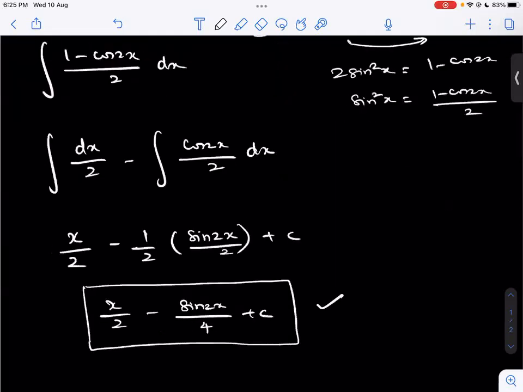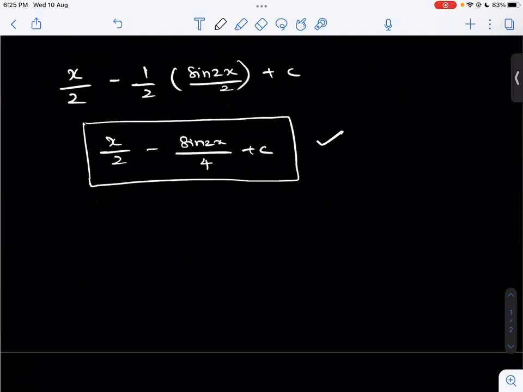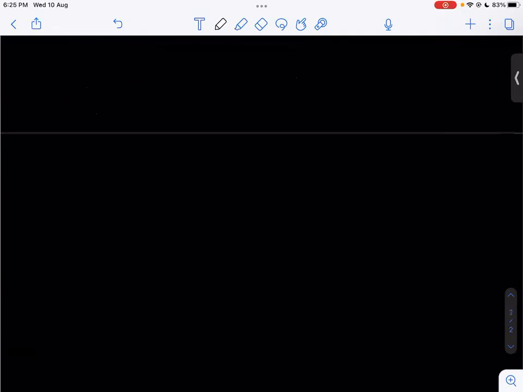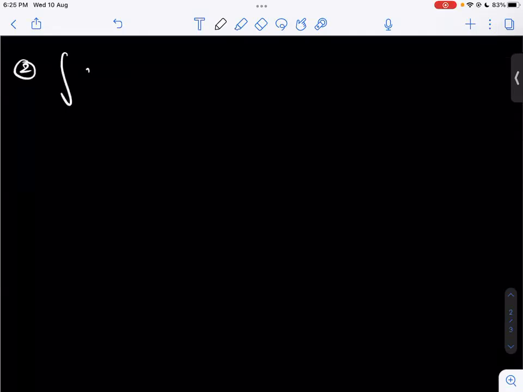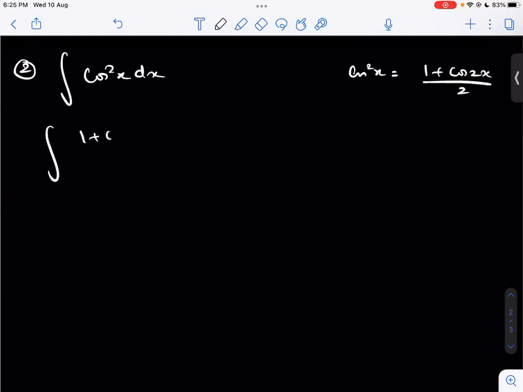Right. So next is, in a similar context, if you want to find the integral of cos square x dx, then how do we solve it? So cos square x can be written as 1 plus cos 2x divided by 2. So integral of 1 plus cos 2x divided by 2 dx.